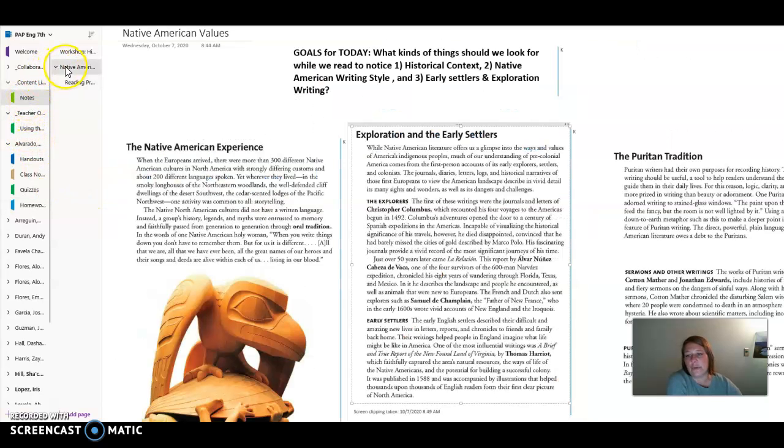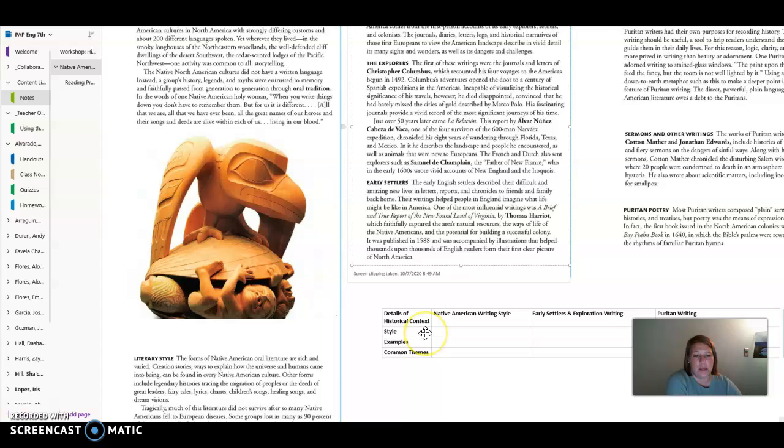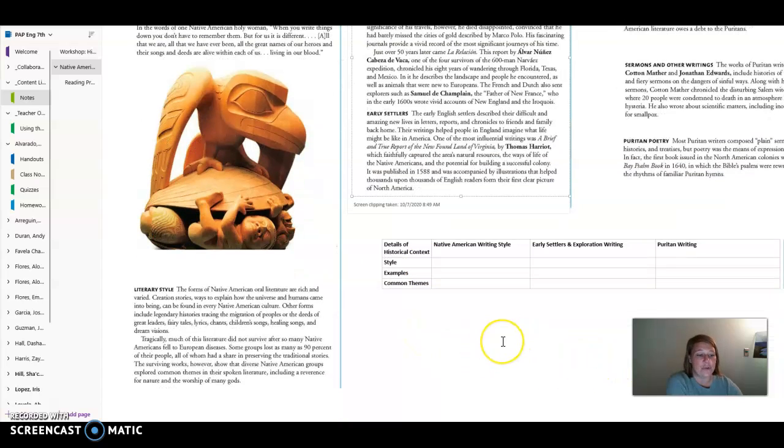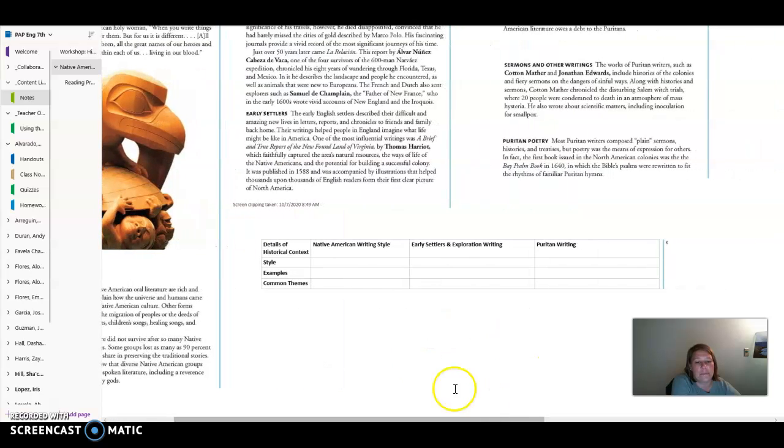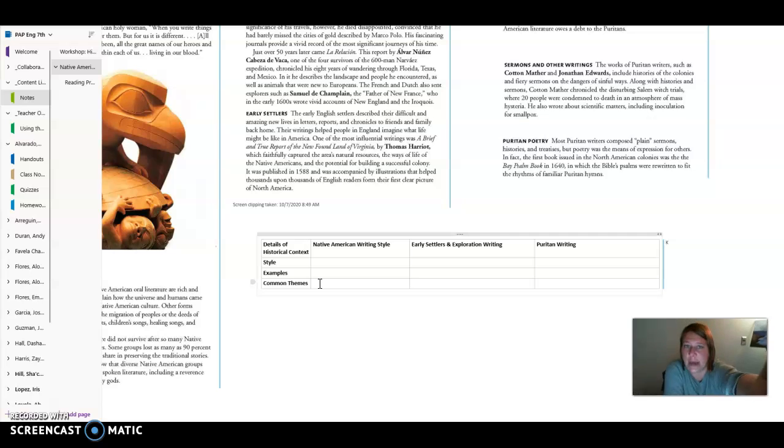So let me walk you through a little bit of the qualities of these kinds of writing that are happening in early American literature. So, I think we've got a Native American writing style that we want to figure out how do we describe that style? What are examples of things that they were writing? And then do they write about like common themes? Most of their work is typically about the same kind of themes. Well, we don't know because we haven't read it yet.